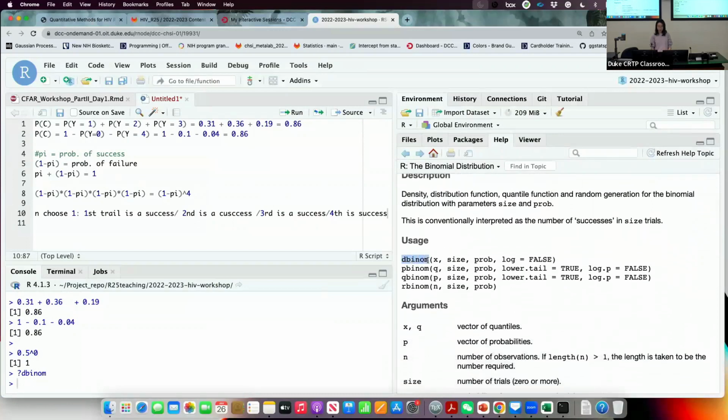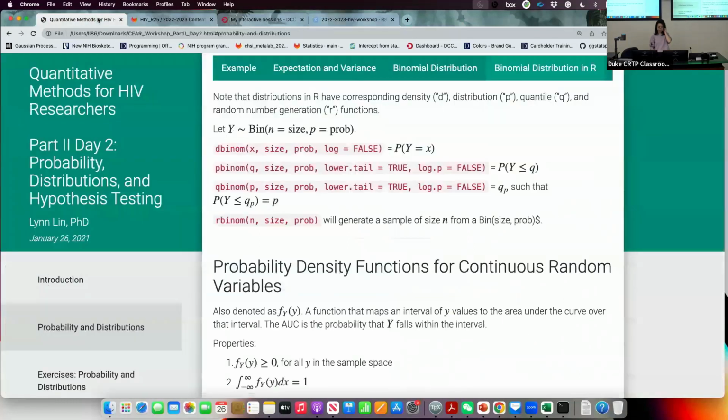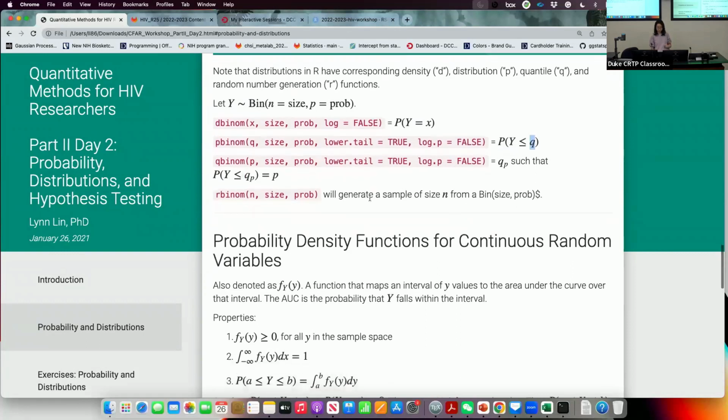The dbinom will just give you the probability mass function, right? What's the probability that a binomial random variable equals a small value x here? And then pbinom will give you a probability, which is the probability of a random variable smaller than or equal to a pre-specified threshold. And qbinom will just give you a quantile, that is a cutoff, where the probability is smaller than or equal to something. So if you just specify this probability, it gives you a cutoff here. And rbinom will let you generate a random sample from a binomial distribution.